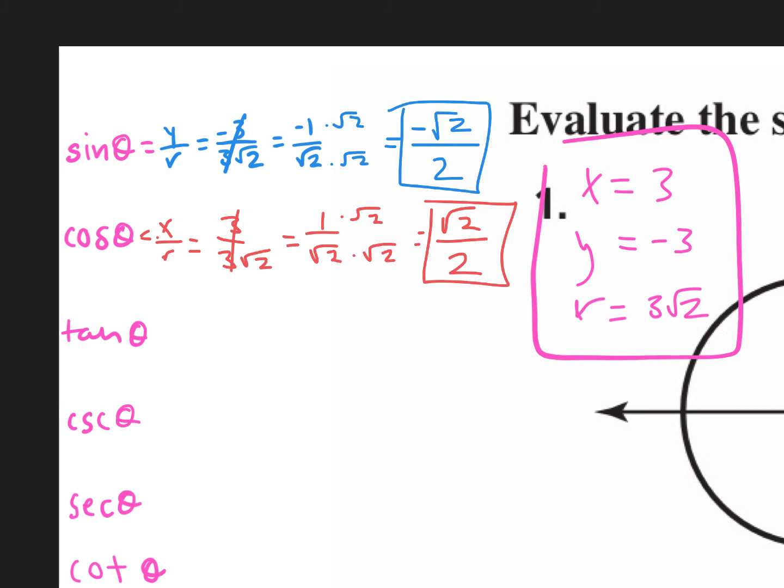Let's do tangent. Tangent is what over what? Y over x. What's our y? Negative 3, and our x is 3. What does negative 3 over 3 simplify to? Negative 1.